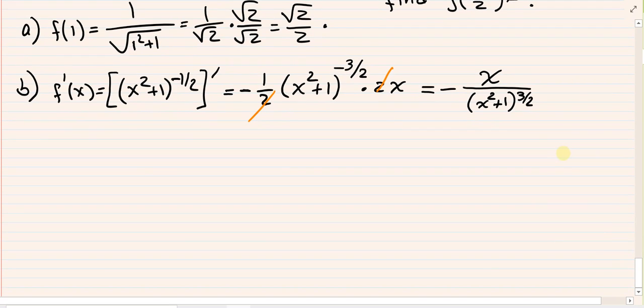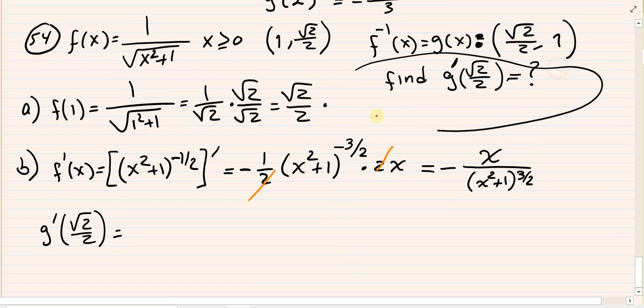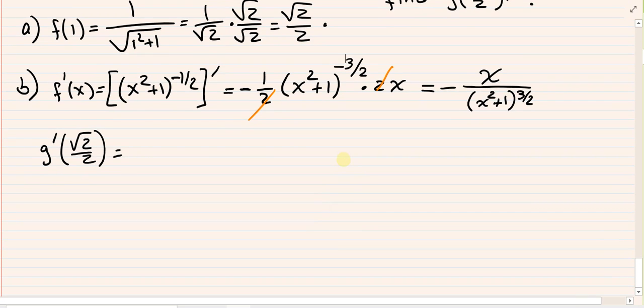Now, what do we need next? Okay, this is f prime. Now we need to find g prime at root 2 over 2, right? That's what the intent was. So let's do that. g prime at root 2 over 2 is going to be 1 over f prime. See that? This theorem relates the derivative of the inverse to the derivative of the function, evaluated at the inverse function at root 2 over 2, right?